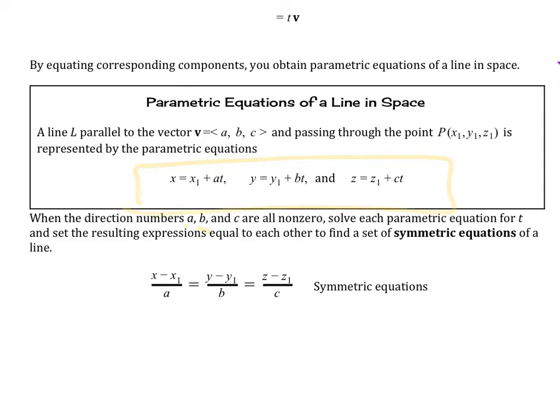When the direction numbers a, b, and c are all non-zero, solve each parametric equation for t and set the resulting expressions equal to each other to find a set of symmetric equations of a line. So these are our symmetric equations, and these are the equations that we'll use. We'll use that in our first example.